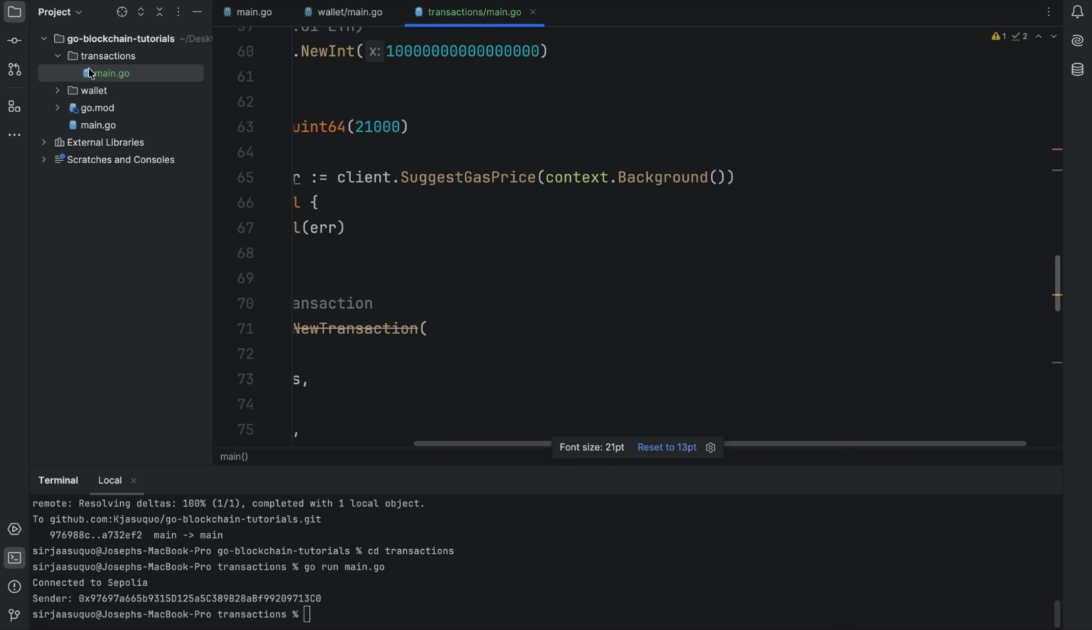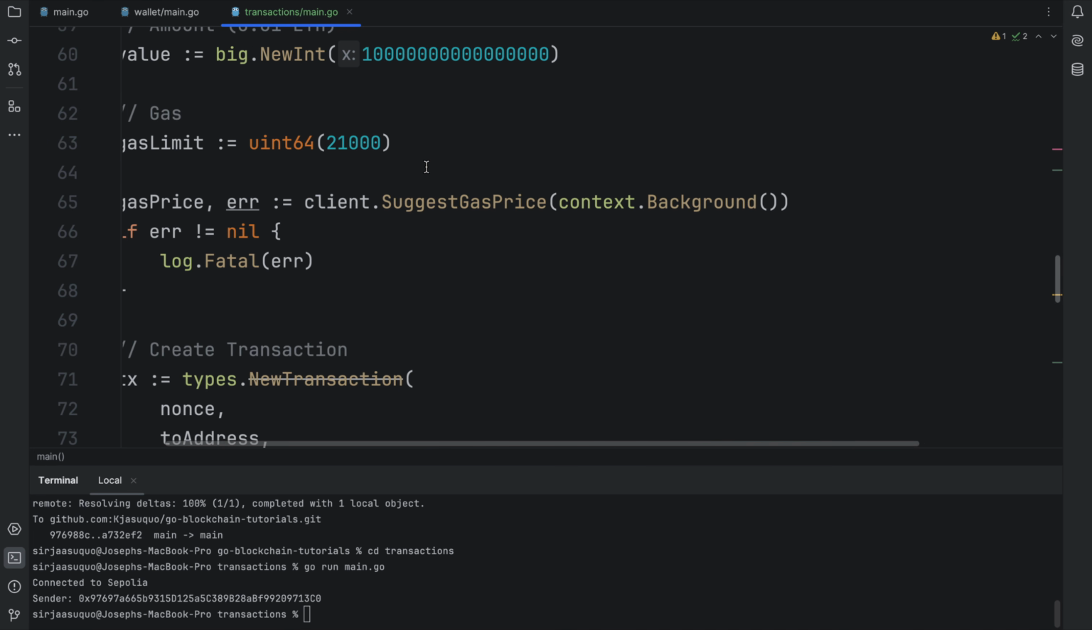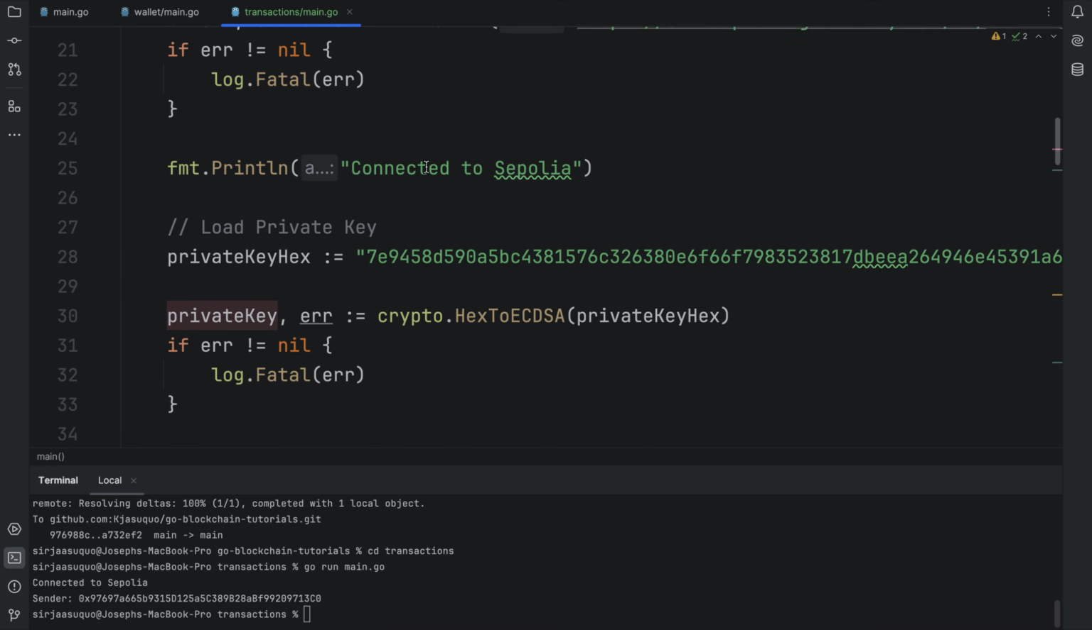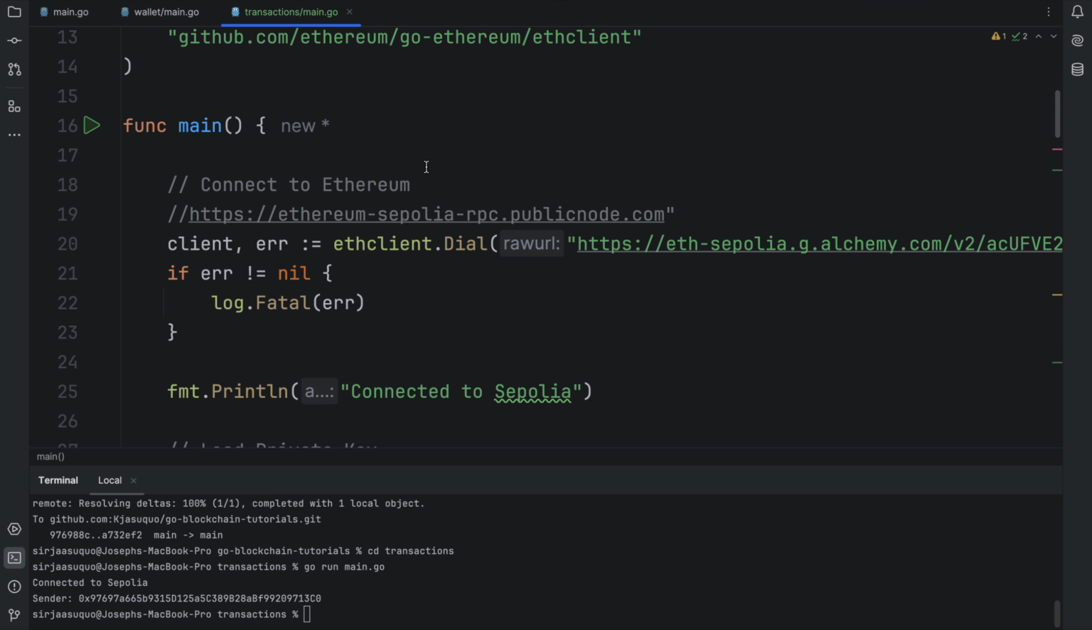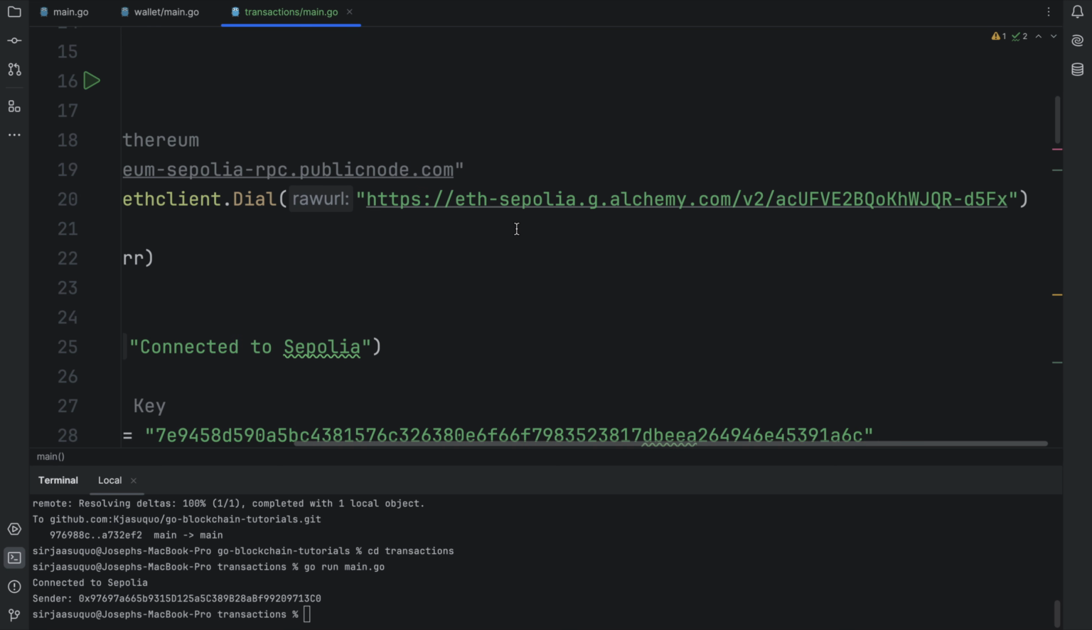Let me see if I can increase this, take this out, increase this. All right, like I said, a lot of this would probably be a recap until we get to the part of creating a transaction. Like we know how to connect to the clients through our RPC URL.